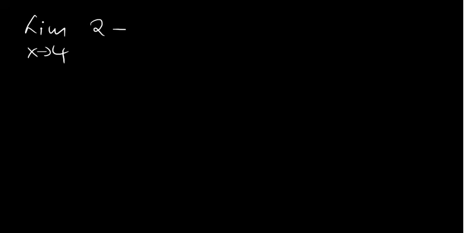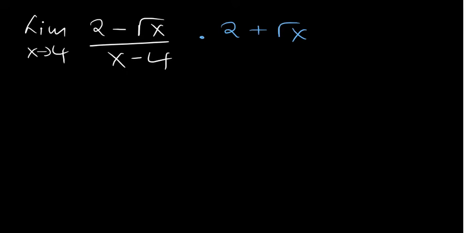This is very simple. Pause the video and try this one out. So all the same, we multiply by the conjugate. So 2 plus root of x. We're just changing the sign. We'll do the same with the denominator, multiply by the same conjugate.